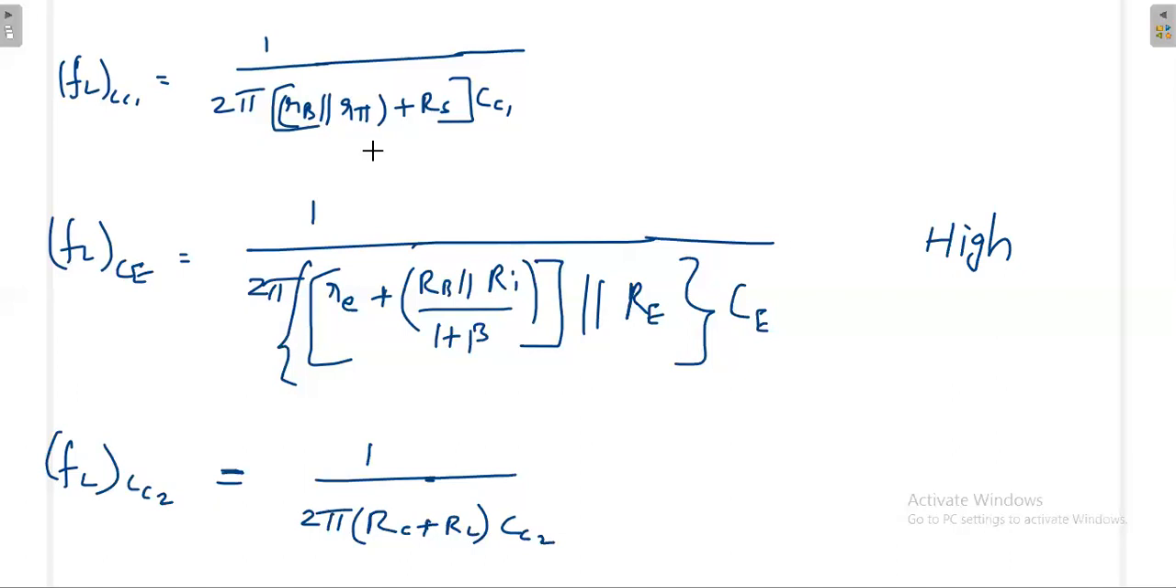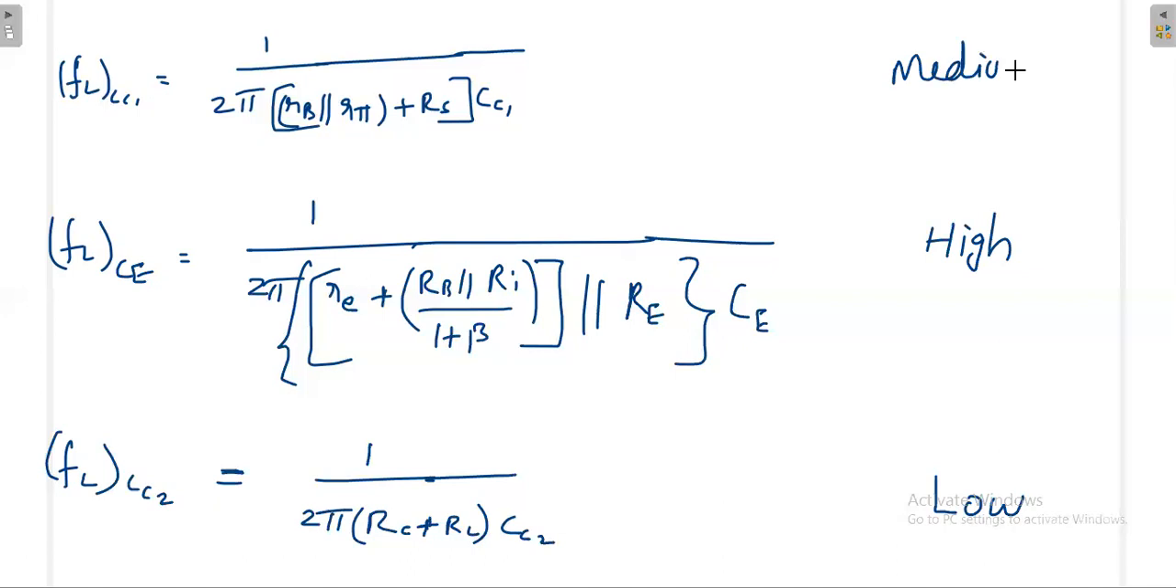Then what about this? Here, you are simply adding two resistances. When you add two resistances, the total resistance will be very, very high. Once the denominator is high, then the overall function is very, very low. So it will provide a very low cutoff frequency. Then here you are in between, so it will provide a medium cutoff frequency.